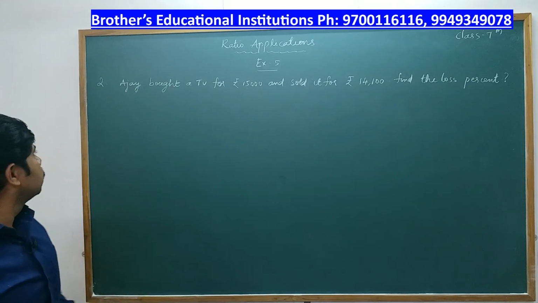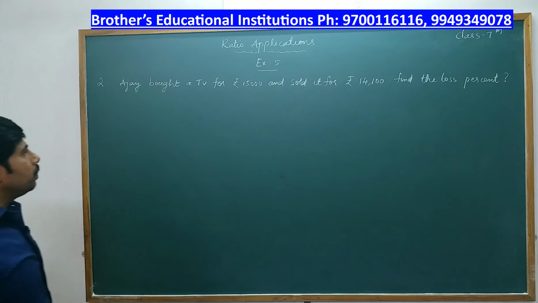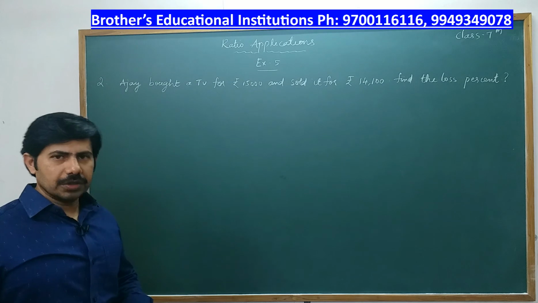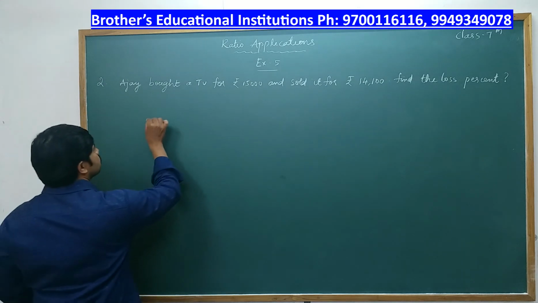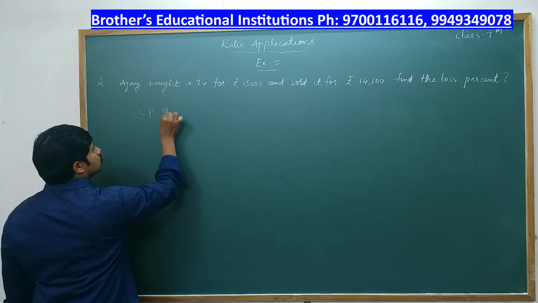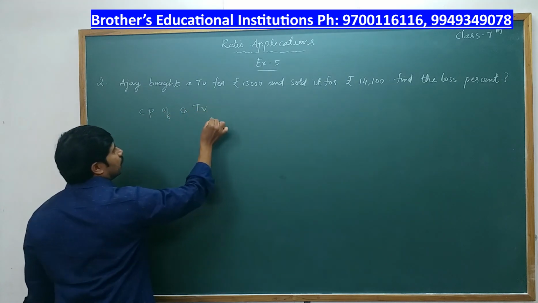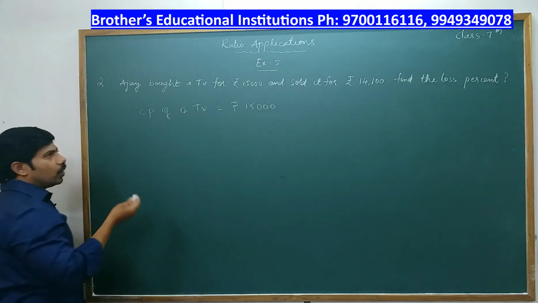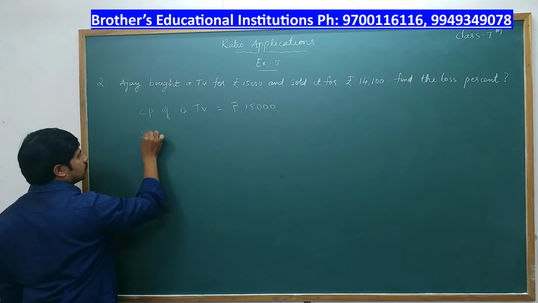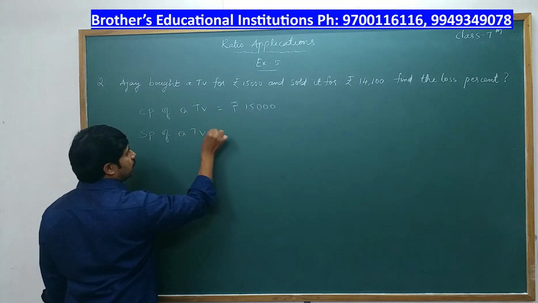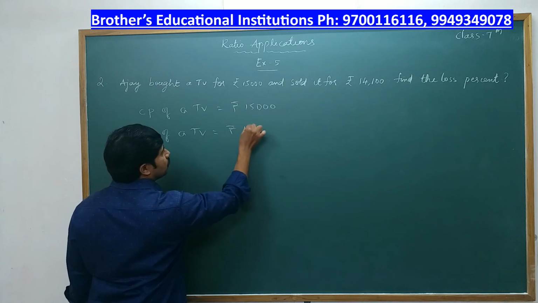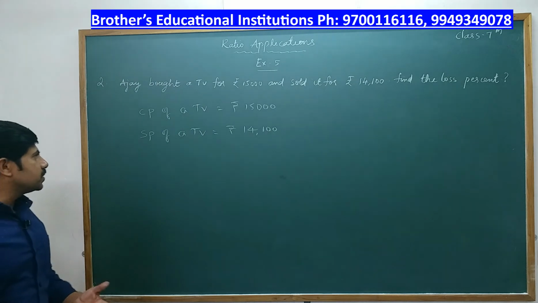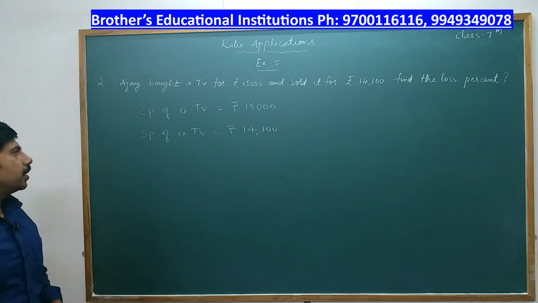So, second problem. Ajay bought a TV for rupees 15,000 and sold it for 14,100. Find the loss percent. So first we write the cost price of a television. It is rupees 15,000. Sold it, that means selling price of a TV, that is rupees 14,100. So here cost price is 15,000, selling price is 14,100. So you got a loss.